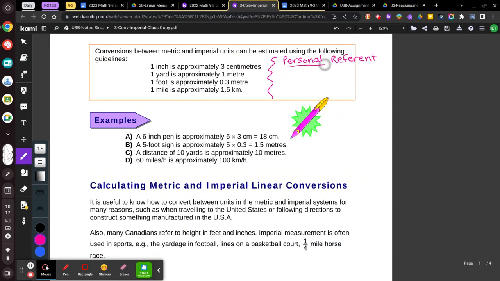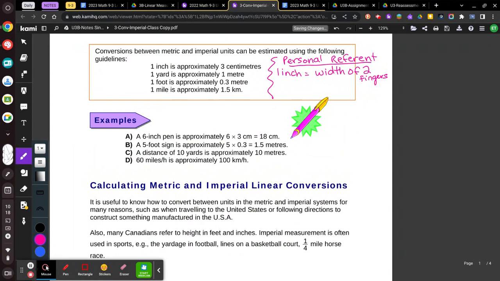And what that means is something on your body that you could think of that might be that size. So 1 inch, if you put 2 fingers together, the width of them side by side, that's about 1 inch. Okay? So 1 inch is the width of 2 fingers. Okay, that's what we're thinking about.